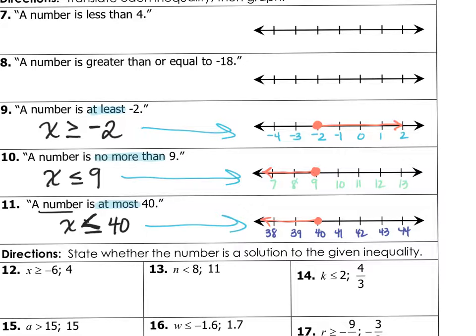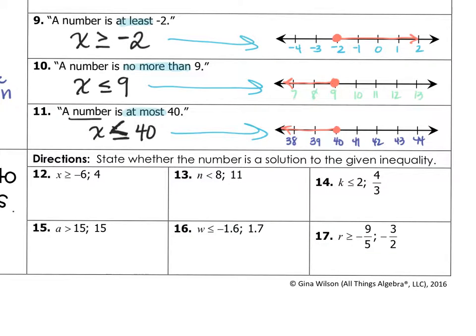Okay, so all of these graphs will have closed circles on the numbers because they are or equal to. And notice how the arrow is pointing towards the values for x, in this case that are larger than or equal to -2, values for x that are smaller than 9, and values for x that are smaller than 40. For this last set, you're going to state whether the number is a solution to the given inequality. Being a solution to the given inequality means that it fits and makes it true. Okay, so being a solution means that it fits and makes it true.